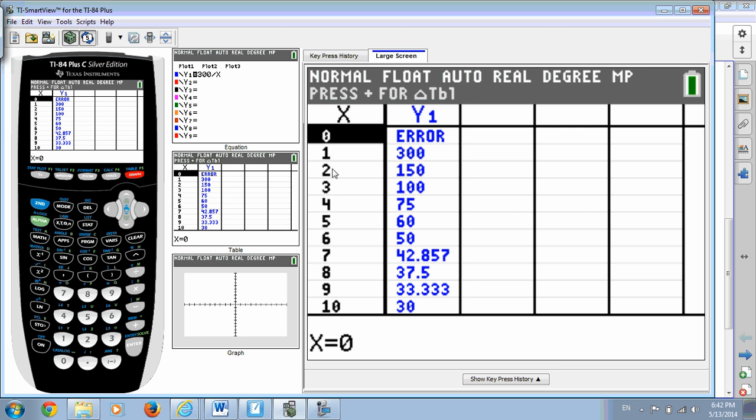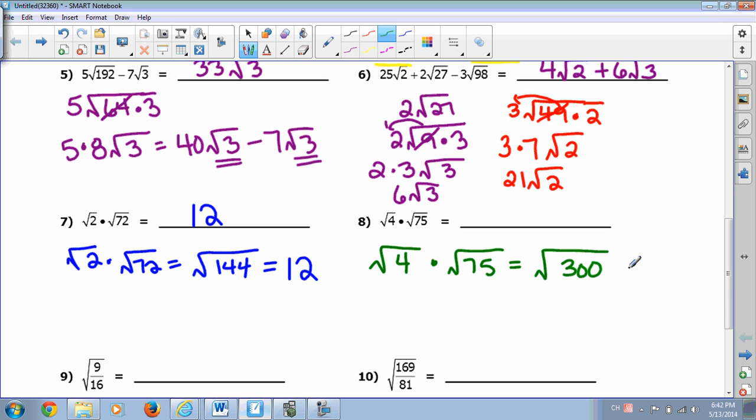1 and 300, 2 and 150, but neither one of those is a perfect square. 3 and 100. Great, 100 is a perfect square, so we want to use those two factors. So 100 is our perfect square times 3. Well, the square root of 100 is 10. That comes outside the radical, and we bring down the square root of 3. So the answer to number 8 is 10 square root of 3.